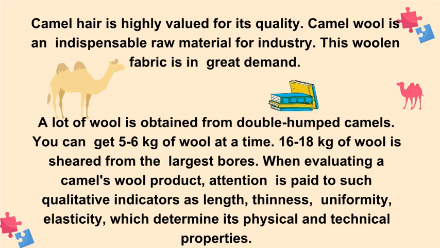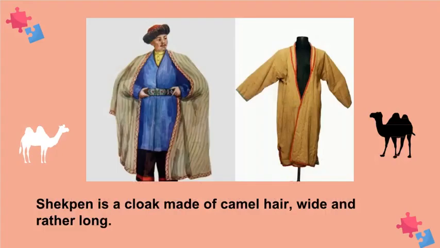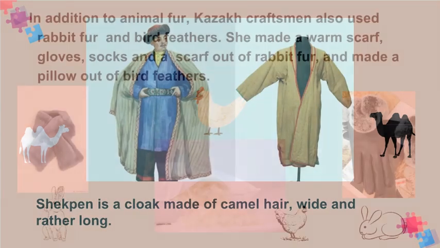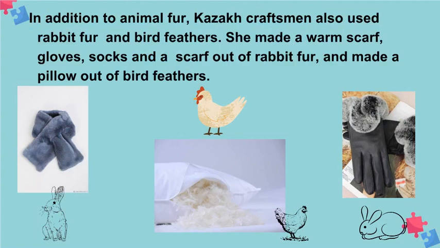When evaluating a camel's wool product, attention is paid to such qualitative indicators as length, thinness, uniformity, elasticity, which determine its physical and technical properties. Shekpen is a cloak made of camel hair, wide and rather long. In addition to animal fur, Kazakh craftsmen also used rabbit fur and bird feathers. They made a warm scarf, gloves and socks out of rabbit fur, and made a pillow out of bird feathers.